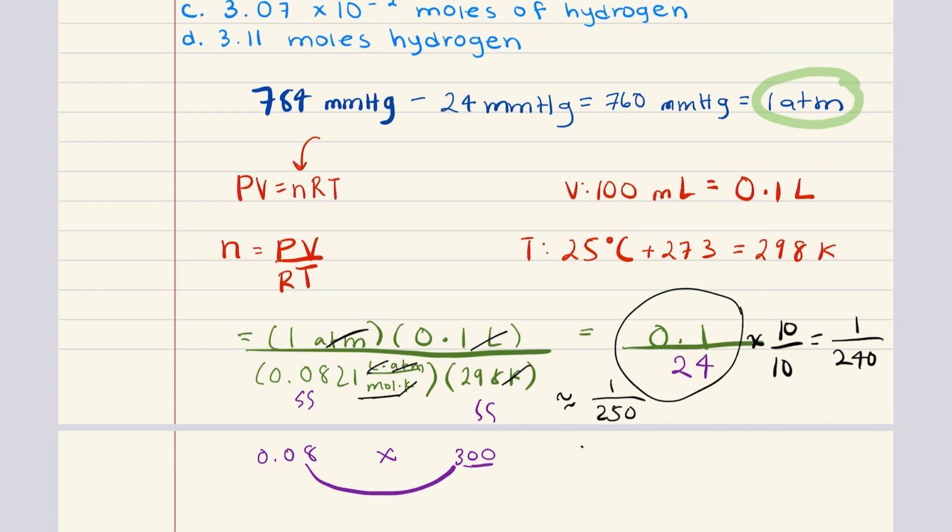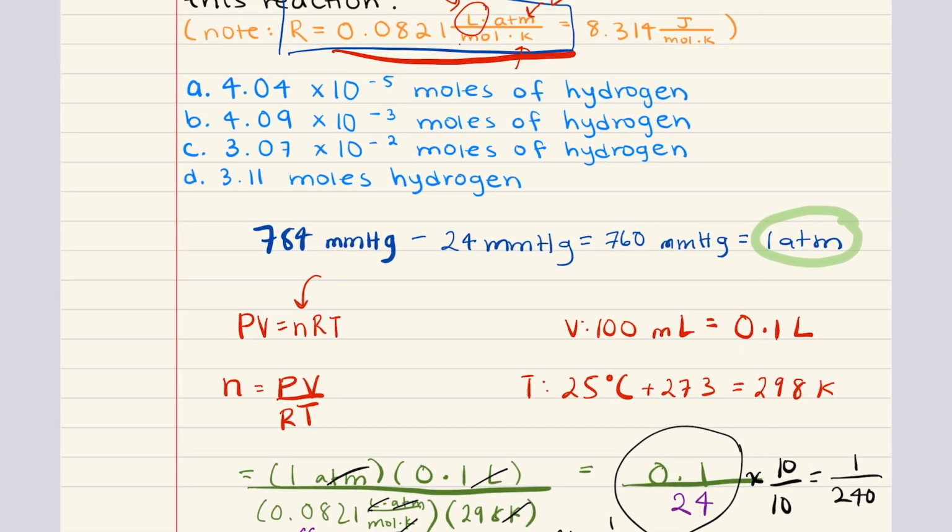We know that 1 over 25 is equal to 0.04. Then that means 1 over 250 is going to be very similar, but with an extra 0. It's going to be 0.004. And this is equal to 4 times 10 to the minus 3 moles of hydrogen gas.